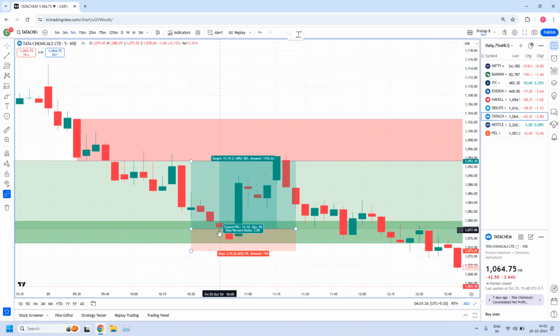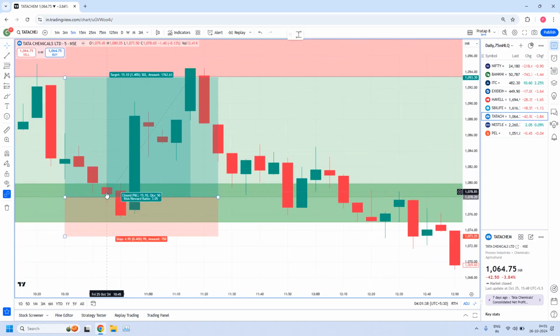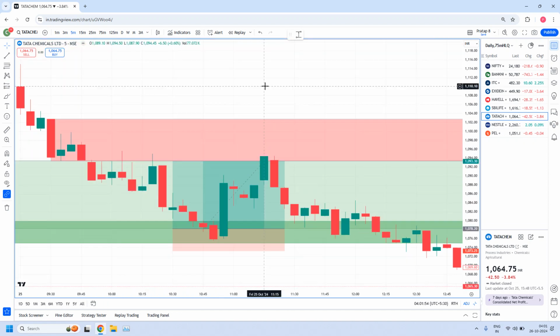See, prices entered into this zone. We got our trade in this candle. This is a 10:45 candle. Prices went down very close to the distal line. Not exactly the distal, but they moved close to the distal line. And from here they started moving up again and reached the target.